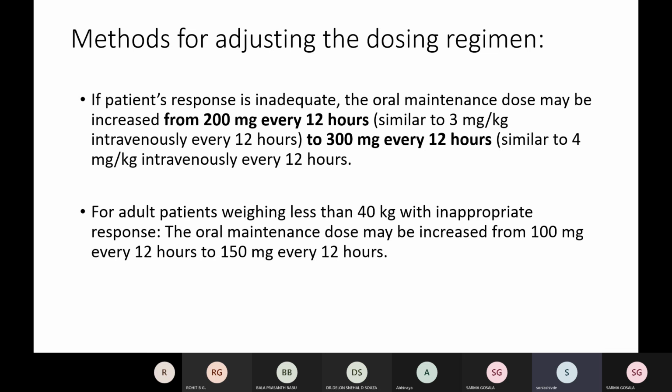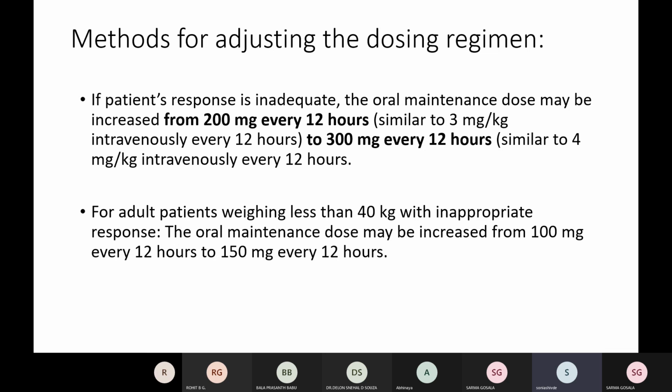Methods for adjusting the dosing regimen. This is another important topic. If the patient's response is inadequate, the oral maintenance dose of 200 mg 12 hourly can be increased to 300 mg 12 hourly. 200 mg 12 hourly is almost equivalent to 3 mg per kg of IV voriconazole, and 300 mg every 12 hourly is approximately equal to 4 mg per kg of IV voriconazole.